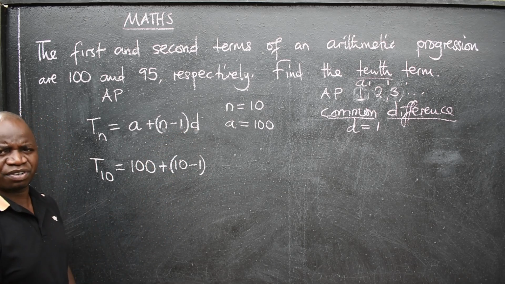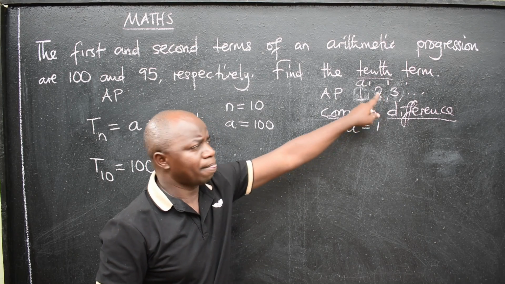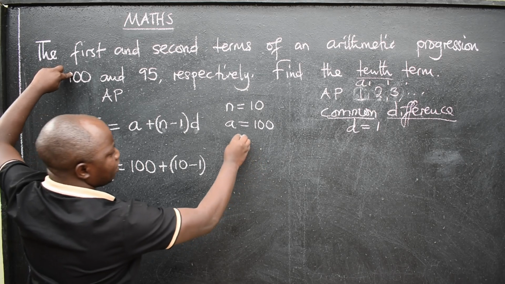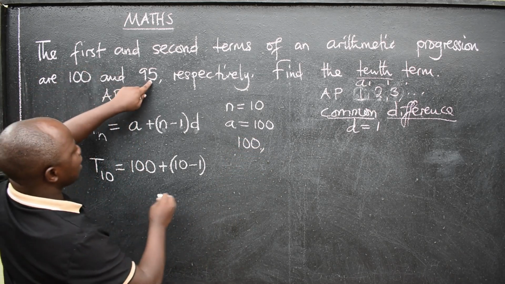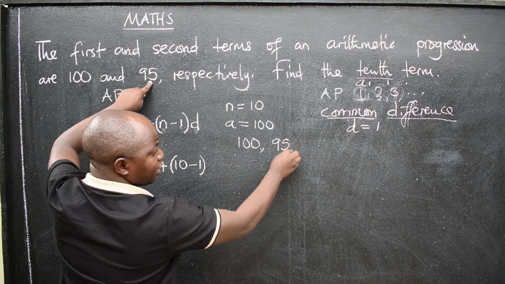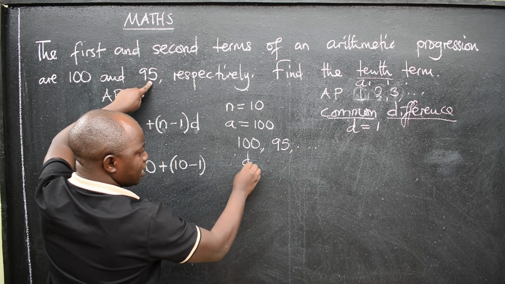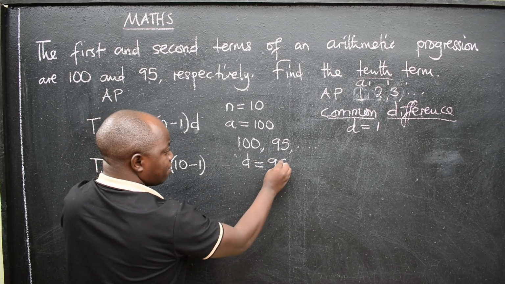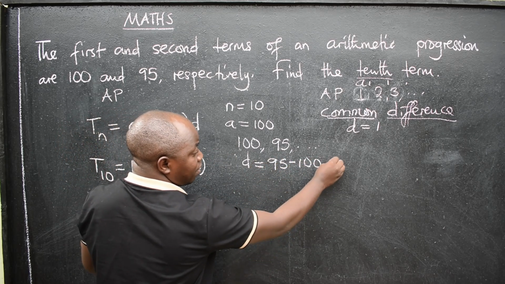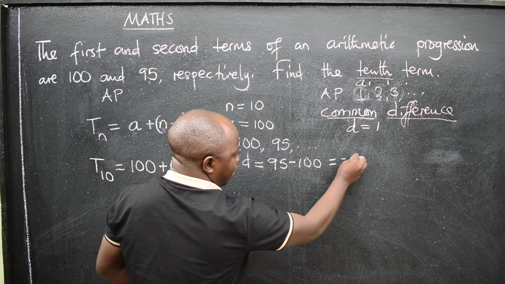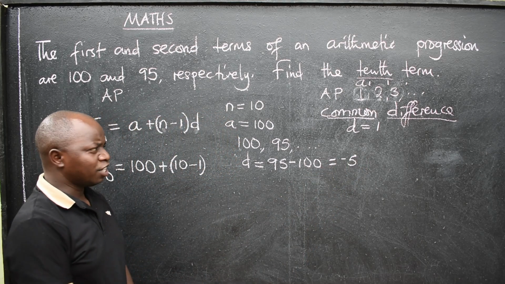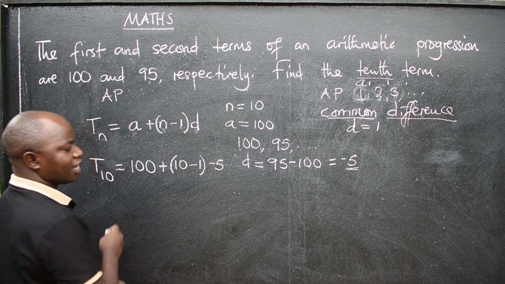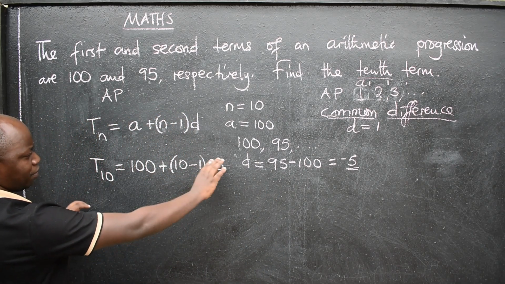What about the common difference? In the question here, they've said the first and second. So first is 100, then second is 95. Meaning our D will be equal to 95 minus 100. And this will give us negative 5. So our D is negative 5. That is what we are going to substitute there. Negative 5. Then we proceed.